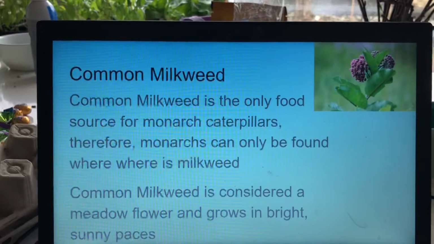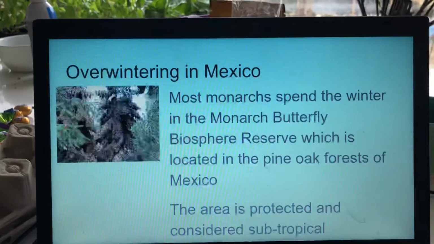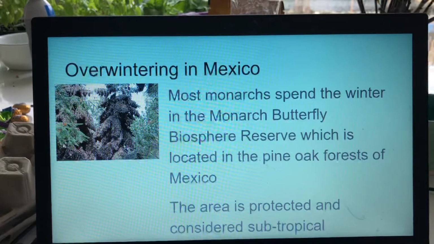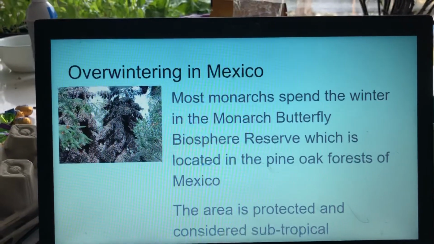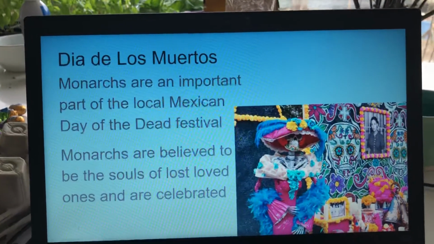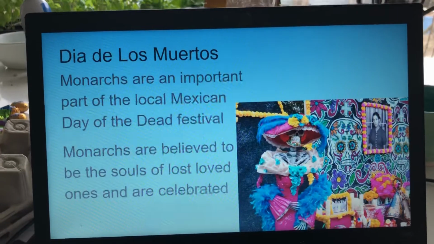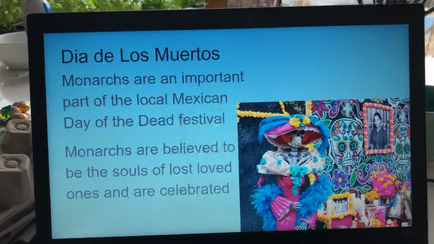A bit about what they eat, because this is very important to monarchs since they only eat this one thing. A bit about where they go to overwinter in Mexico. I threw in this bit about Dia de los Muertos because the butterflies are actually very important to the Mexican people, and I thought it was interesting and beautiful and colorful.